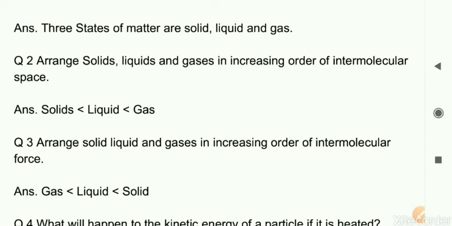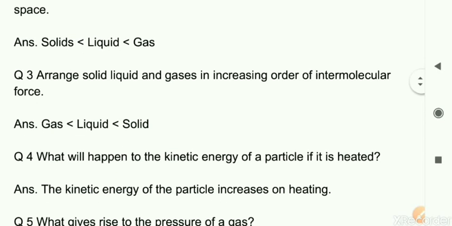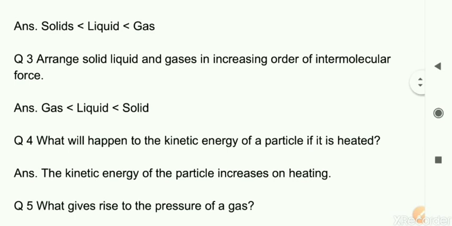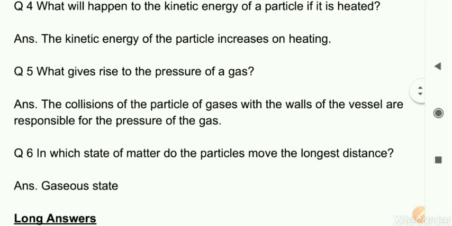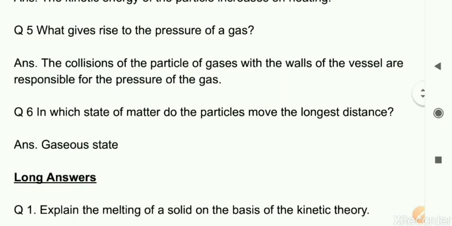You can note down these answers by pausing the video, or you can take a screenshot if needed. Question 3. Arrange solid, liquid and gas in increasing order of intermolecular force. Minimum force is in gas, followed by liquid, followed by solid. What will happen to the kinetic energy if it is heated? The kinetic energy increases on heating. Question 5. What gives rise to the pressure of the gas? The answer is the collision of the particles of gas with the walls of the vessel. The hitting of particles with the walls of the vessel is responsible for the pressure of the gas.